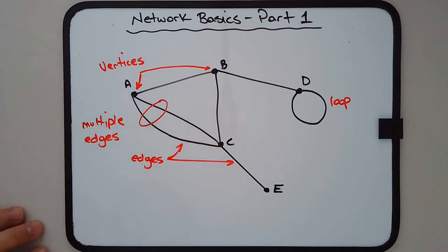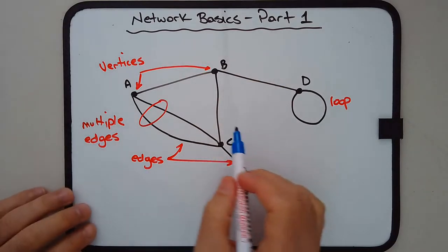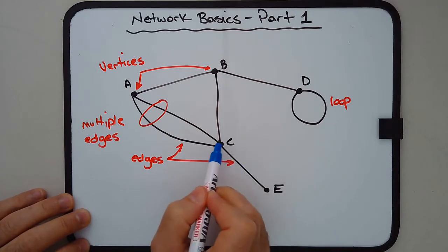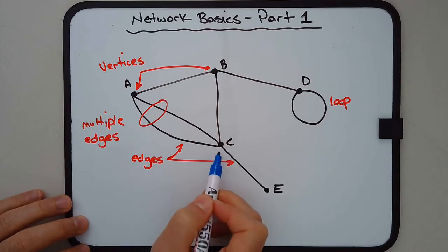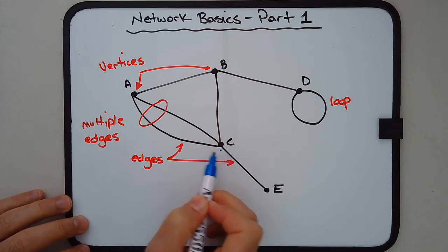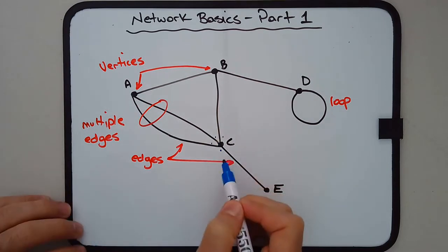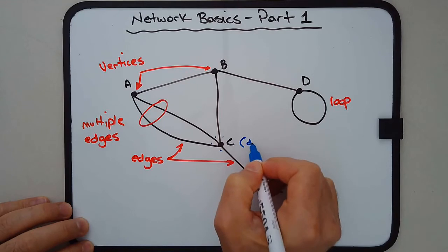Next thing we're going to talk about is the degree of a vertex. Let's have a look at, for example, vertex C. I'll use a different color here. The degree of a vertex talks about how many connections lead to it. So if you take vertex C, we have 1, 2, 3, 4. Four connections leading in and out of it. So this one is degree 4.